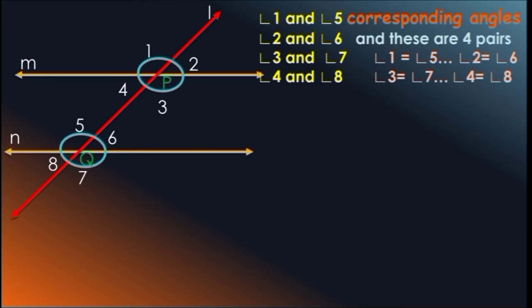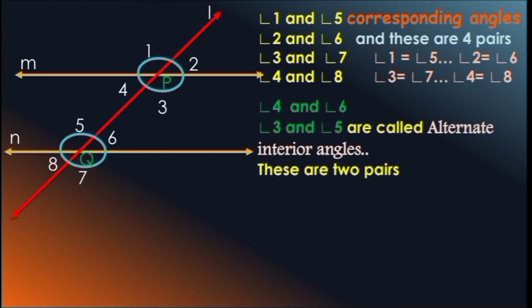When a line intersects two parallel lines at two distinct points, these are said to be corresponding angles. Angle 1 and angle 5 are exactly equal, angle 2 and angle 6 are also equal, angle 3 and angle 7 are equal, angle 4 and angle 8 are also equal. So these are the four pairs which are said to be corresponding angles.